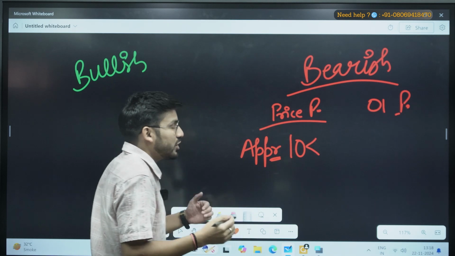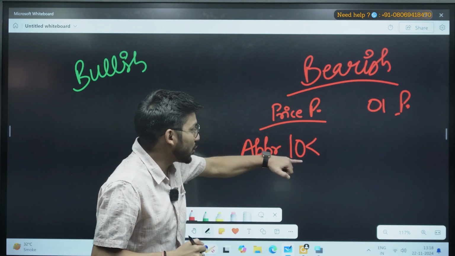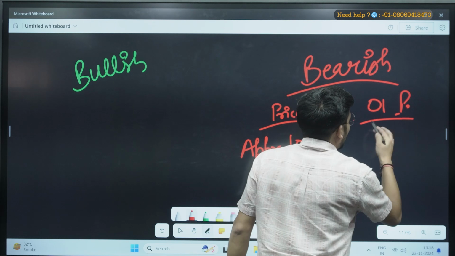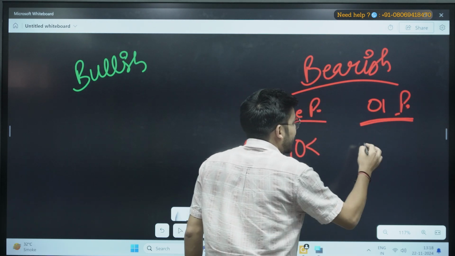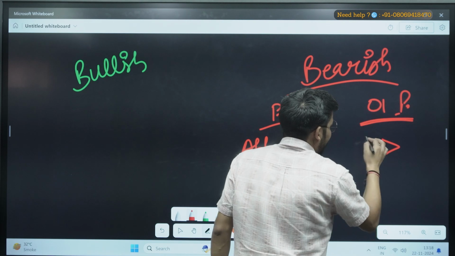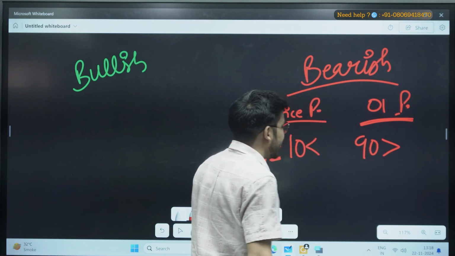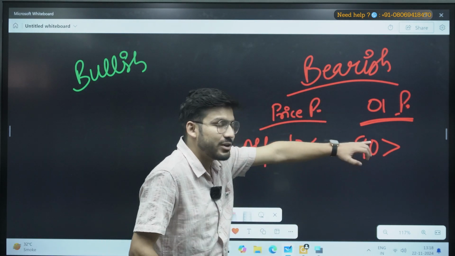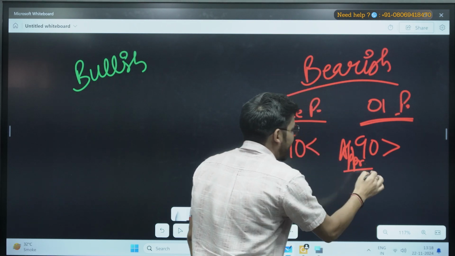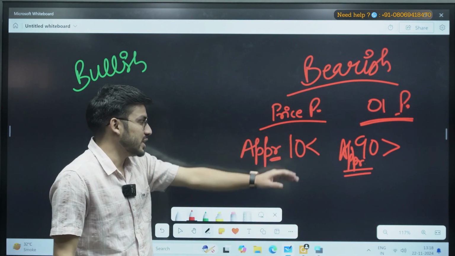What I want is my price percentile to be approximately 10 or less than 10, right? At the same time, I want my OI percentile to be greater than 90, or approximately 90 or greater than 90. This is what we want. So these are the two conditions, right?